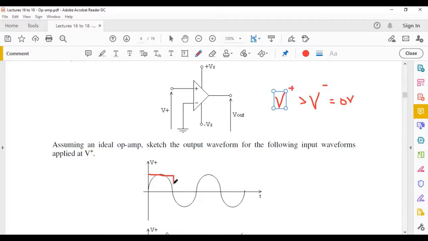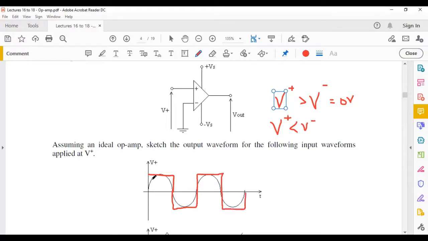And then the other situation is when your V plus becomes less than V minus. This is where you have negative saturation, and then your V out would be minus Vs. So you're going to get a square wave like this. You can see your threshold in this case is your V minus, which is fixed at 0 volts. So let me just explain this graph now.